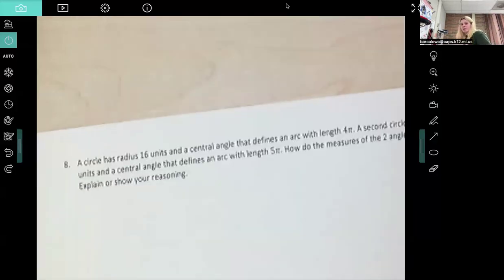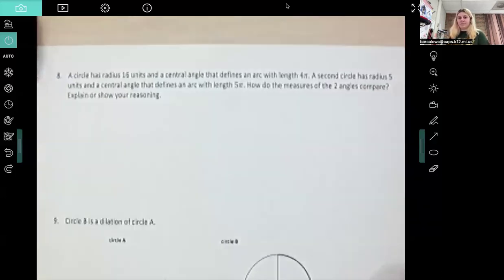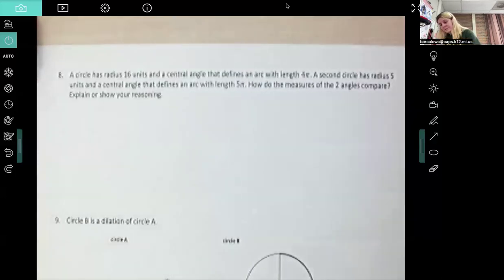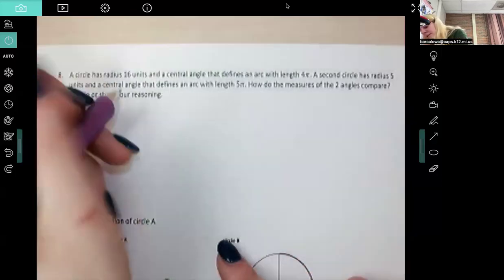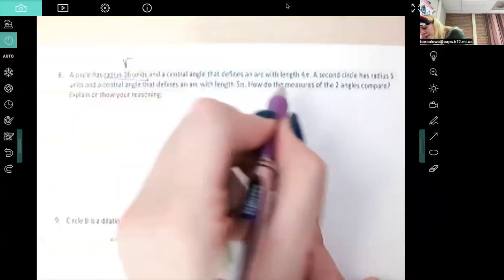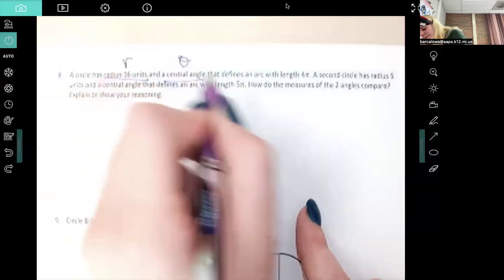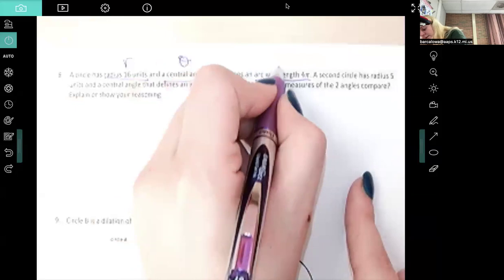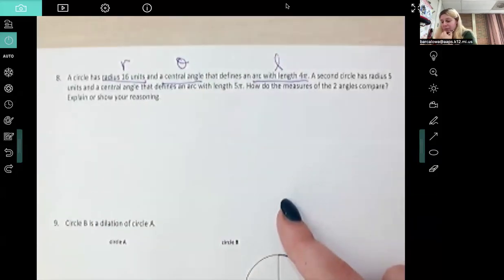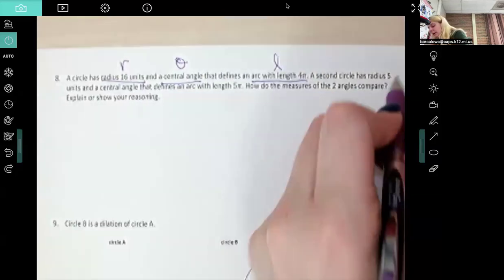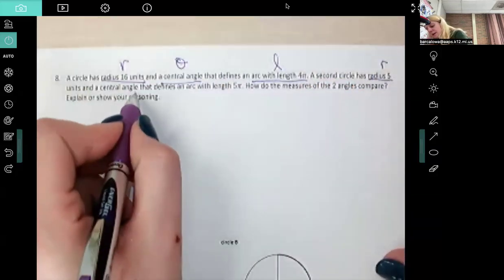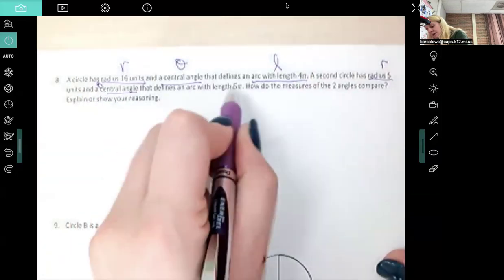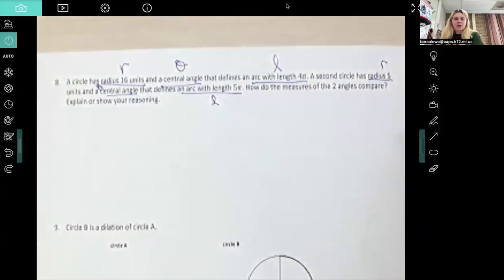All right. Next page. A circle has a radius of 16 units and a central angle that defines an arc with a length 4 pi. So that's our L. A second circle has radius 5 units and central angle theta defines an arc with length 5 pi. You see how I'm writing up here? Your test should look like this. I'm not doing this for fun. This is helping me.